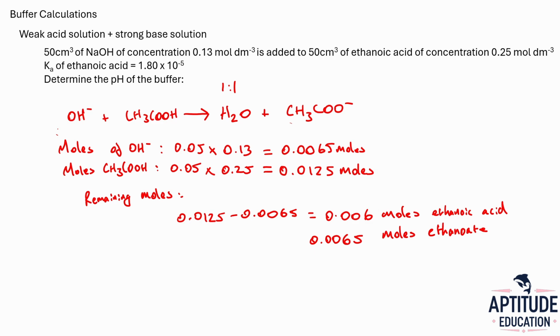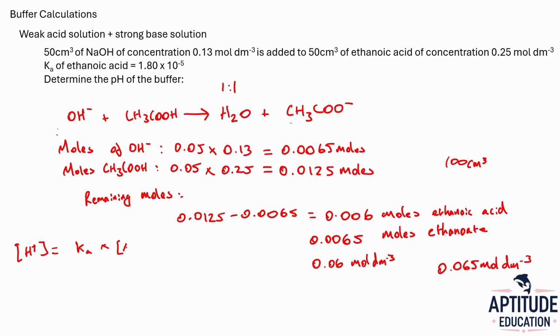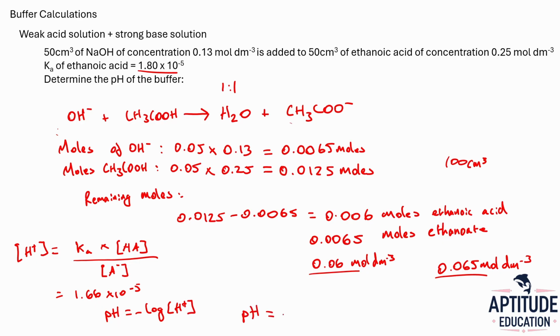Our overall volume is 100 cm cubed, so I'm just going to divide both of these by 0.1. If I do that, that will give us 0.06 moles per dm cubed, and that will also give us 0.065 moles per dm cubed. From here, we can now use the Ka equation to work out the concentration of H+. So we can just plug in our values into our equation. So that will give us a concentration of 1.66 times 10 to the minus 5. I'm then going to use pH equals minus log 10 brackets the concentration of H+, giving us a pH of 4.7795. And it's that simple.